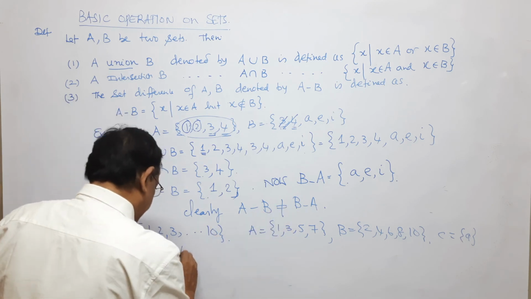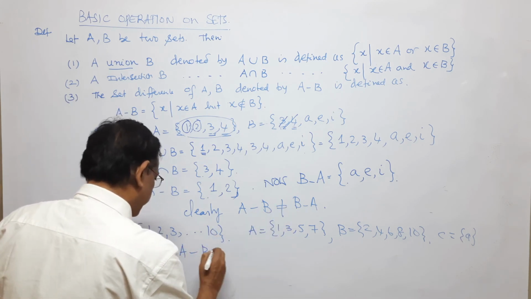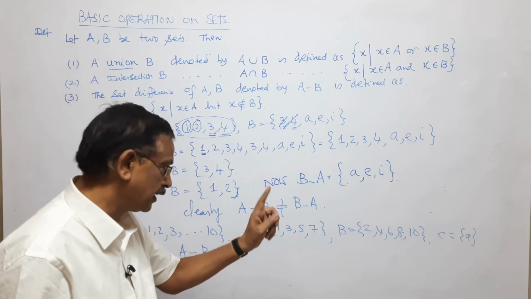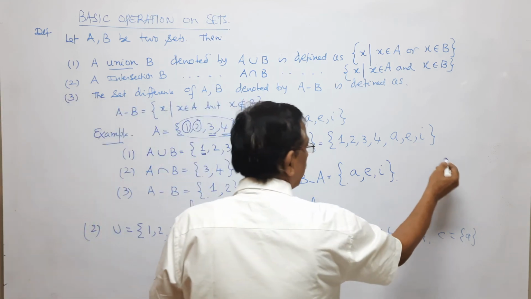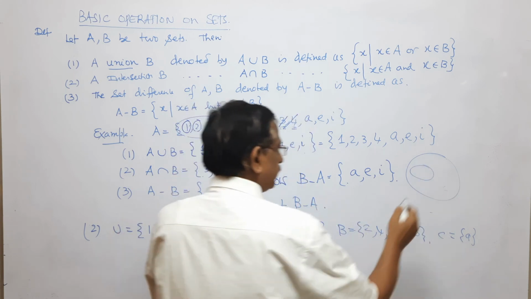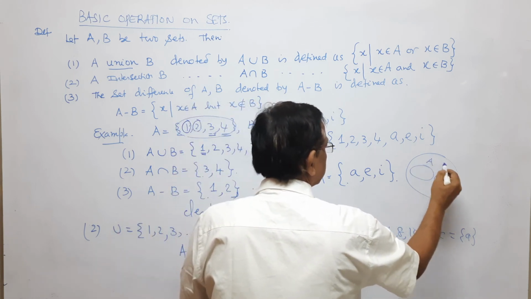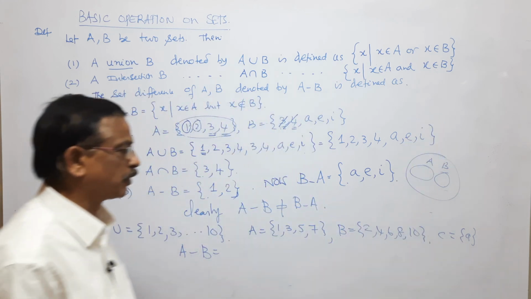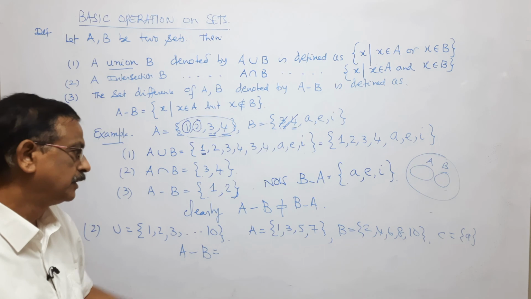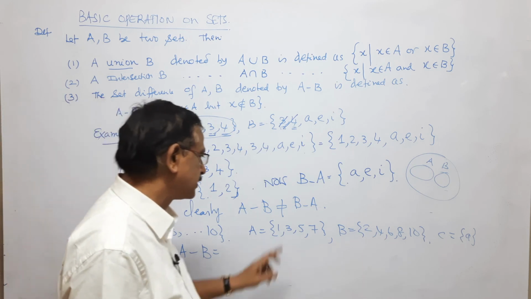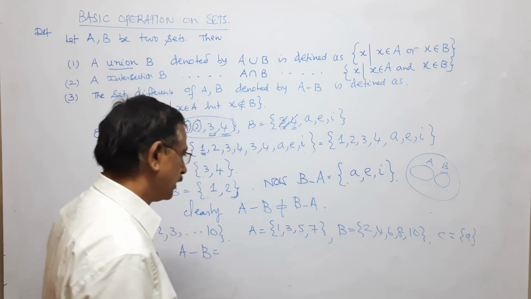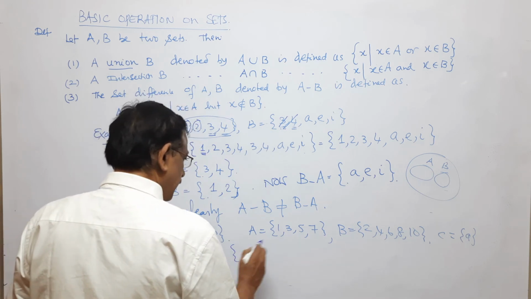Let us write A minus B. What is A minus B? Carefully look at this. The diagram I have already written. This is A and there is no common element for A and B. So there are no elements which are common in A as well as in B. So now I have to write down A minus B, which means it must be in A but not in B. So what are they? It must be in A.